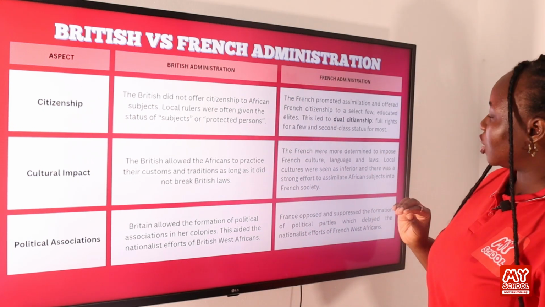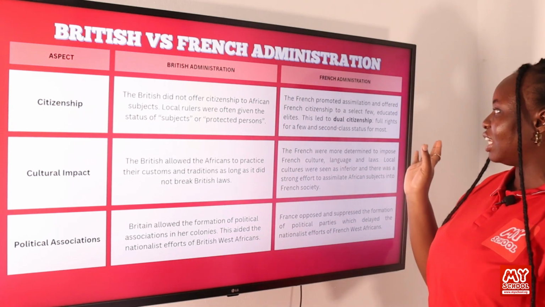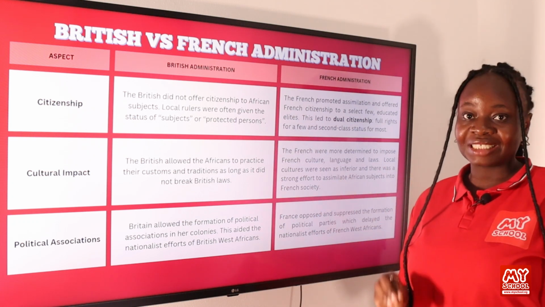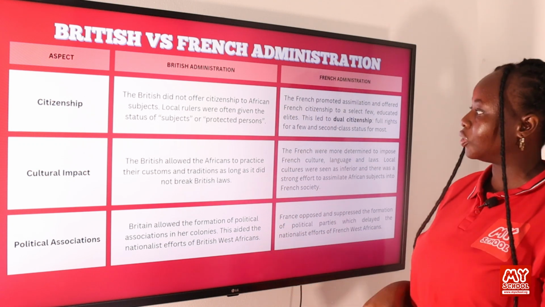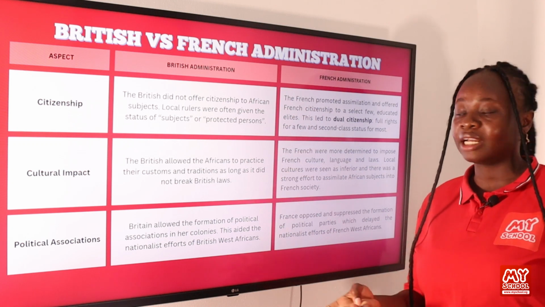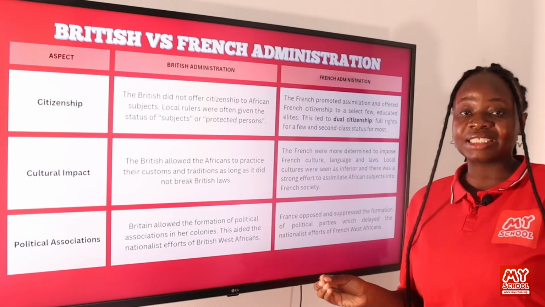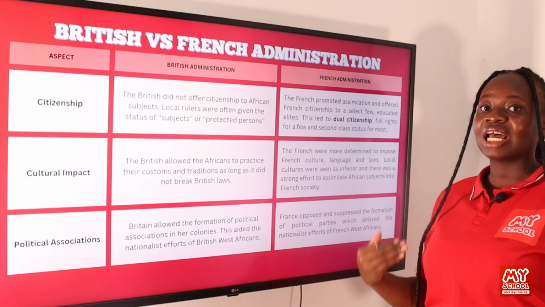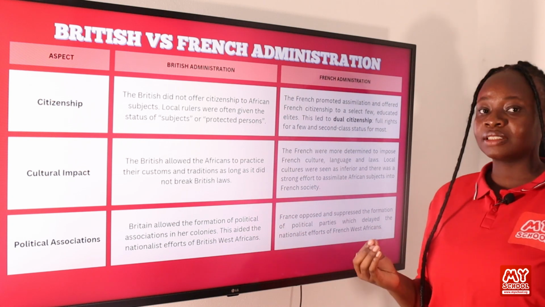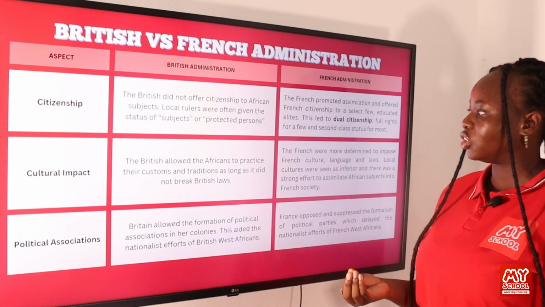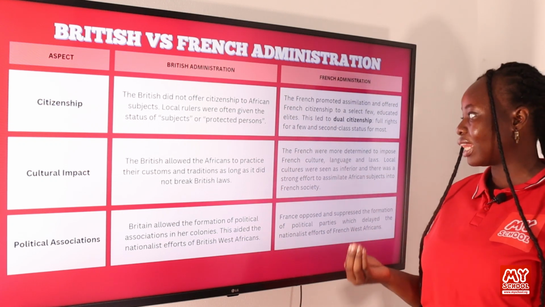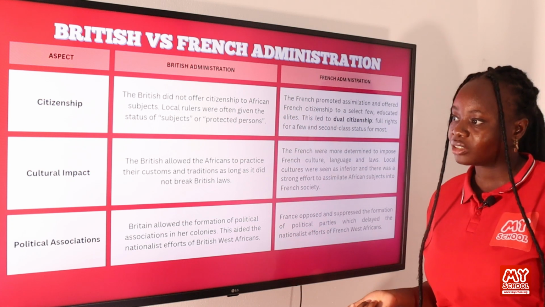The French promoted assimilation and offered French citizenship to a select few educated elites. So this was restricted to the 4 communes in Senegal and not other French West African territories. And so this led to dual citizenship. These members of the 4 communes of Senegal, as long as they met certain criteria, became French citizens as well as citizens of French West Africa. They were given full rights, but other people were given a second-class status within the French West African society.